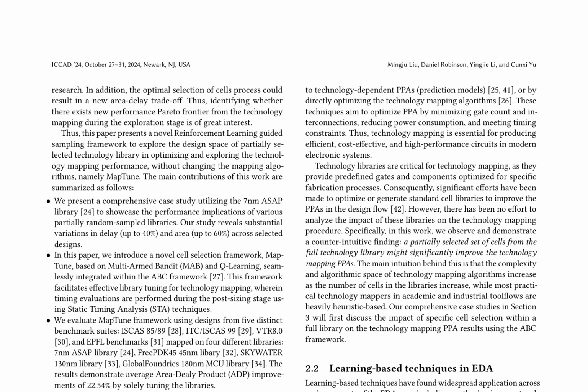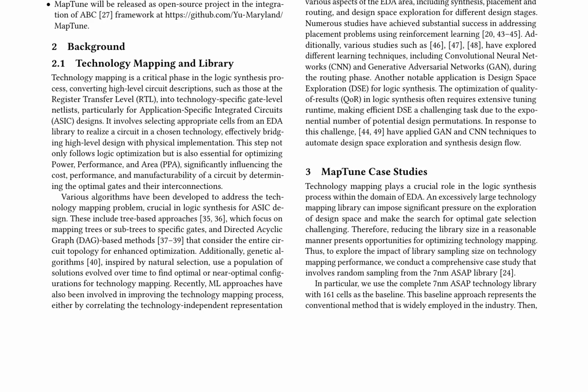In the logic synthesis process, technology mapping plays a crucial role in selecting appropriate cells from an EDA library to realize a circuit in a chosen technology. Various algorithms have been developed to address the technology mapping problem, including tree-based approaches, directed acyclic graph-based methods, genetic algorithms, and ML approaches. Technology libraries are also essential in technology mapping, as optimizing or generating standard cell libraries can improve power, performance, and area, PPA, in the design flow. However, there has been no effort to analyze the impact of these libraries on the technology mapping procedure.